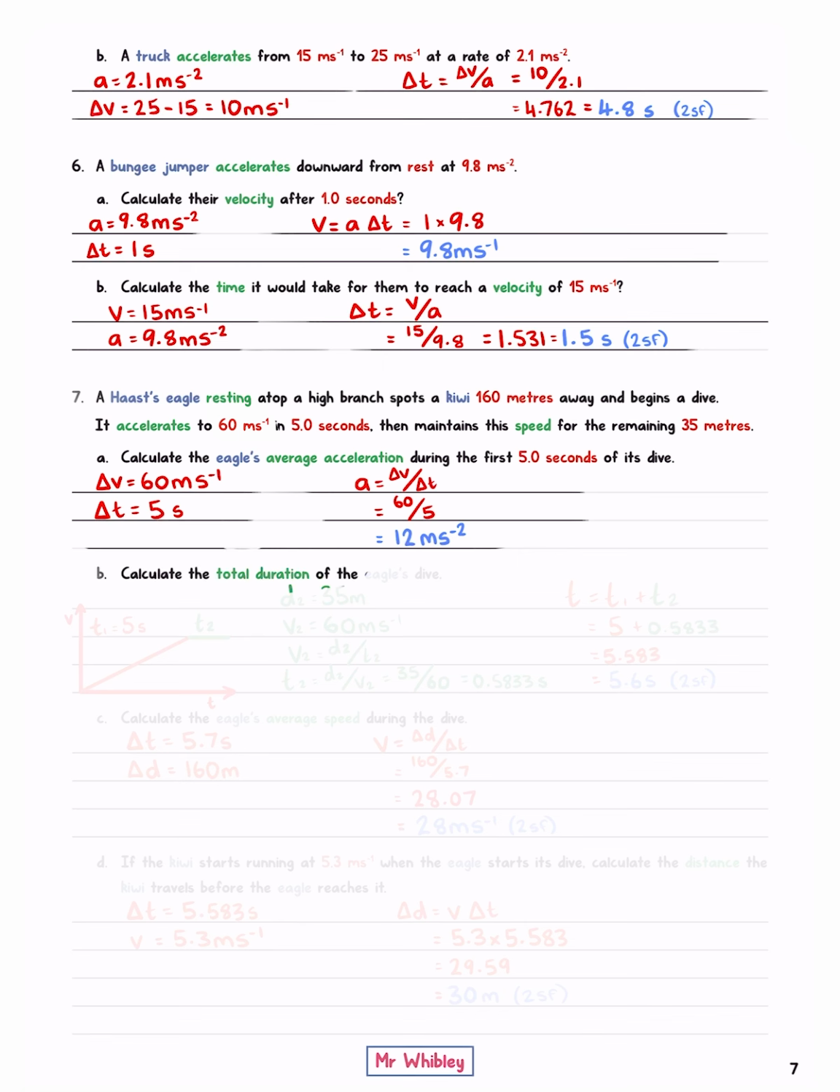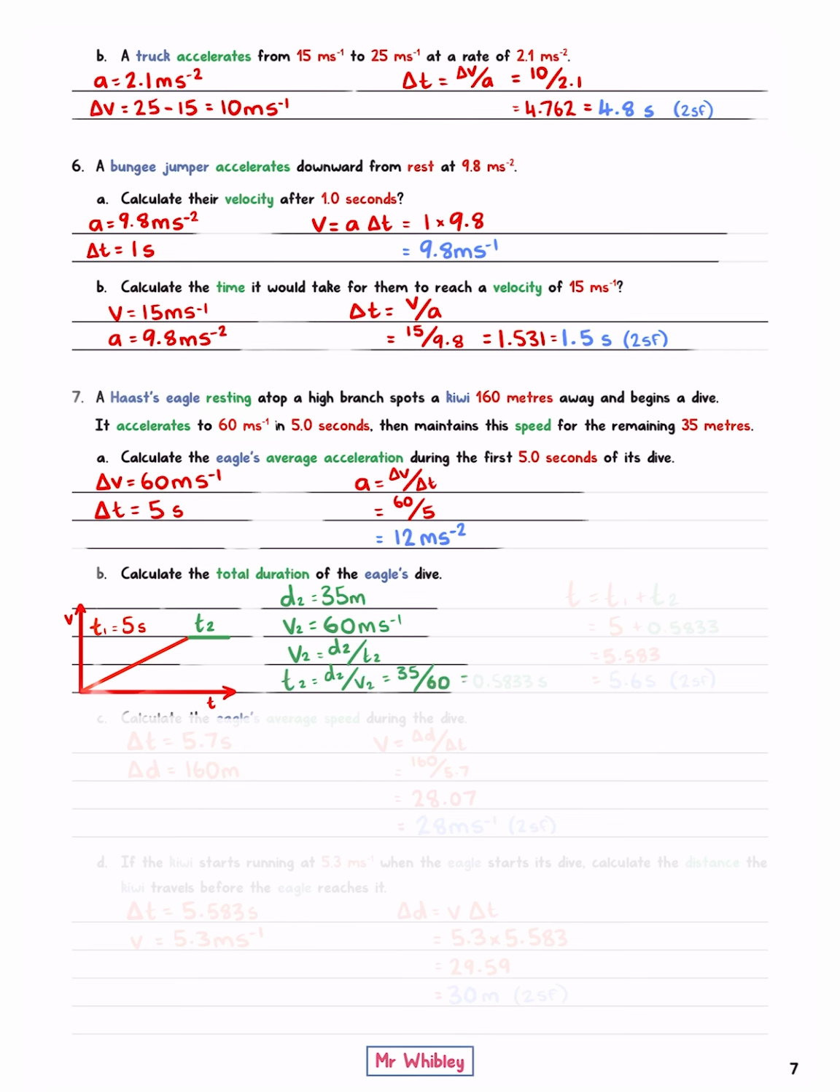Calculate the total duration of the eagle's dive. Plotting this on a velocity time graph, we have our first 5 seconds over which the eagle is accelerating, and then we have the second unknown duration over which it travels 35 meters at a velocity of 60 meters per second. We can start with our velocity equation, solve that for duration, put in our numbers, which gives us 0.5833 seconds. Now to find our total duration, we just need to add these two times together, which gives us 5.583, or 5.6 seconds to two significant figures.